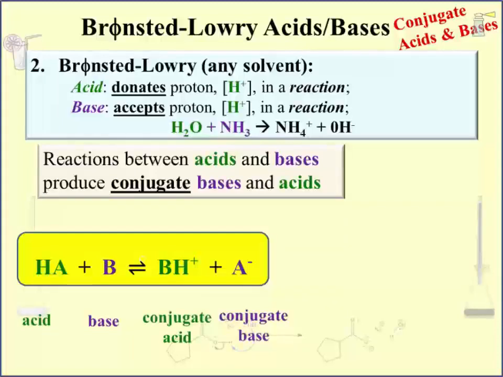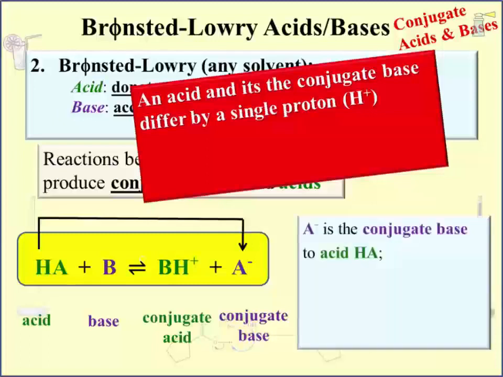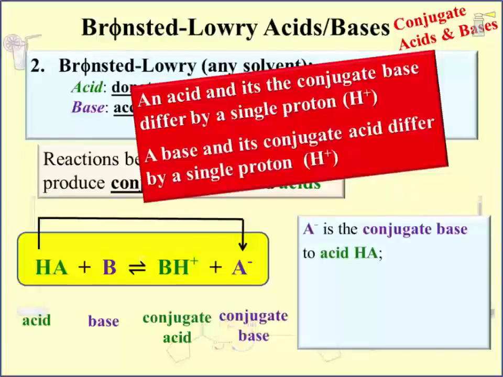They are traditionally products as written in the chemical equation. The acid HA has a conjugate pair. It must be a base. An acid and its conjugate base differ by a single proton, hydrogen ion. This pair differs by a single hydrogen. A-1 is the conjugate base to the acid HA.